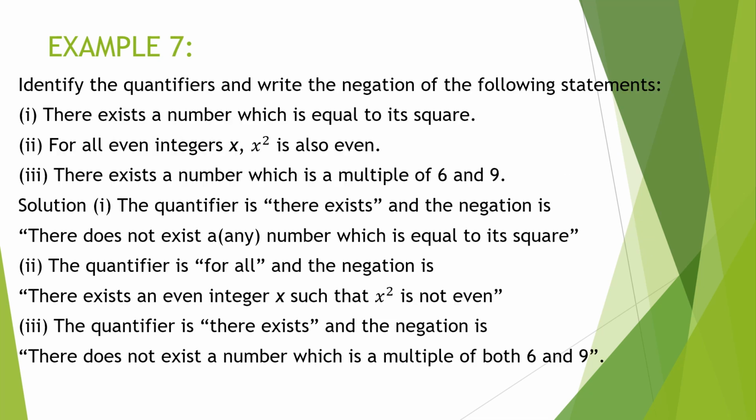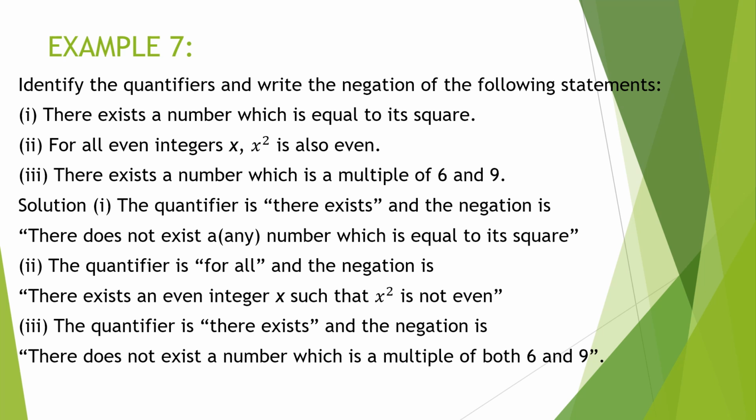Next example, identify the quantifiers and write the negation of the following statements. There exists a number which is equal to its square. The quantifier is there exists, correct? What will be the negation of the given statement? There exists a number which is equal to its square. There does not exist any number which is equal to its square.